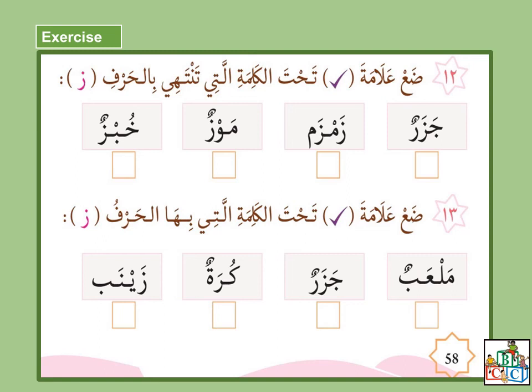كرة. كرة we learn it بمعنى ball. طيب. Do you have a letter za in that word? No. And the last one is زينب. Zainab, the name of a girl. Can you find the letter za in it? Yes, it's in the beginning. So we have two words to tick. The second one, Jazarun, and the last one, Zainab. They have the letter za.